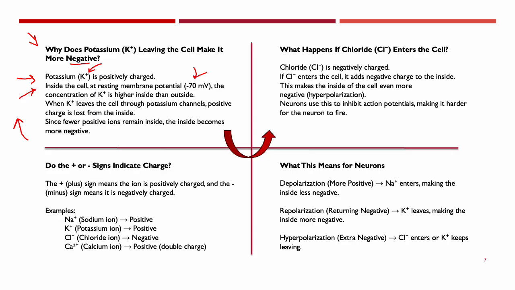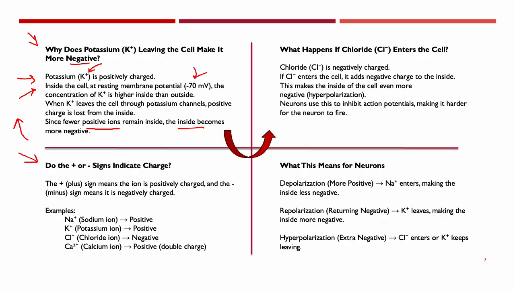So when this potassium then leaves the cell through potassium channels, positive charge is lost from the inside. So you need to be able to conceptualize two things simultaneously. One, when they say potassium leaves the cell, what is actually happening is that something with a positive charge, called potassium, is leaving the cell. And since fewer positive ions remain inside, the cell becomes what? More negative.